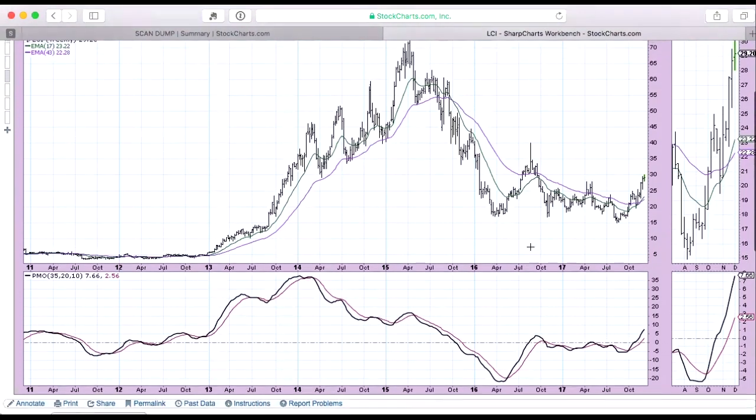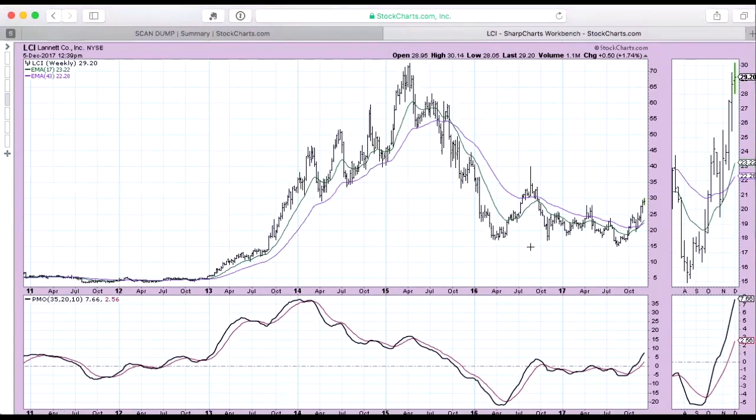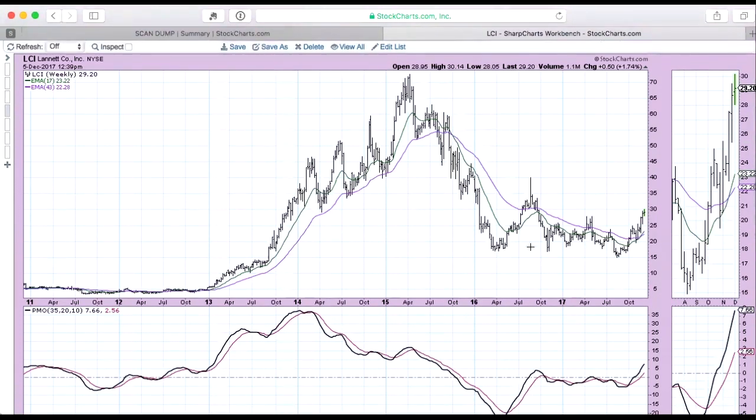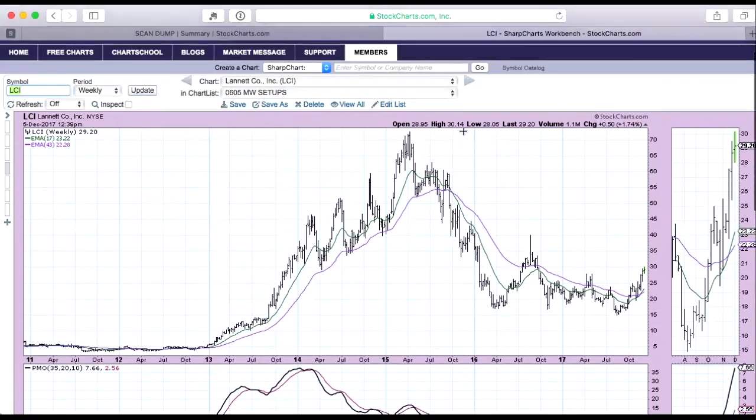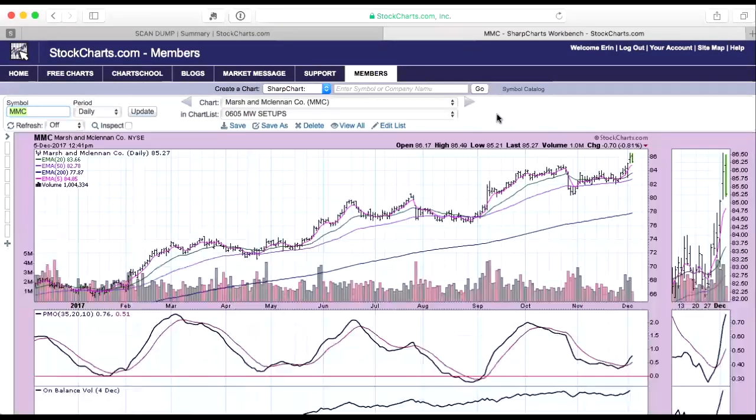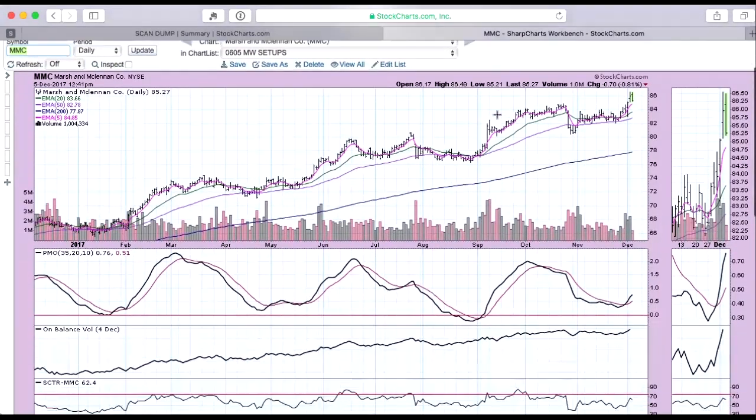So I think that the PMO is most powerful as far as picking investments, finding investments, when you find those momentum shifts. And a couple days of a shift on the PMO, and yeah, usually you will get some follow through. All right, let's see. I have a few more of these. And all right, another nice one.